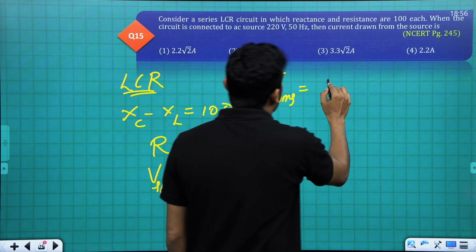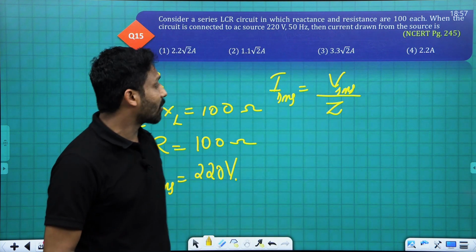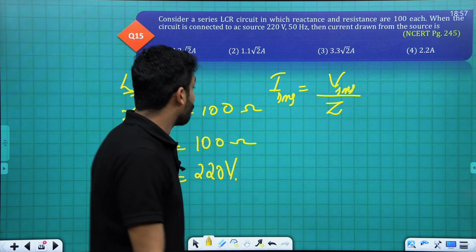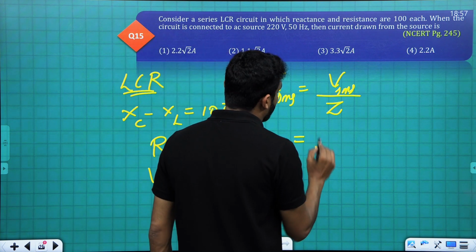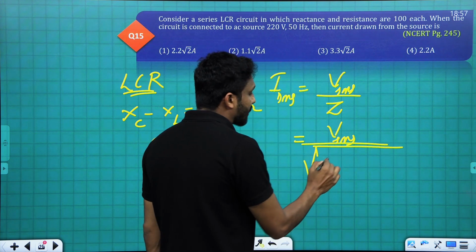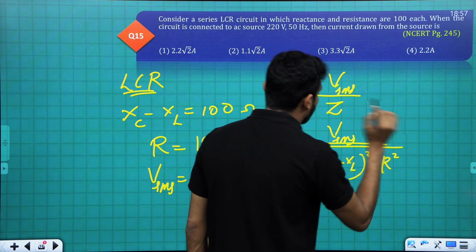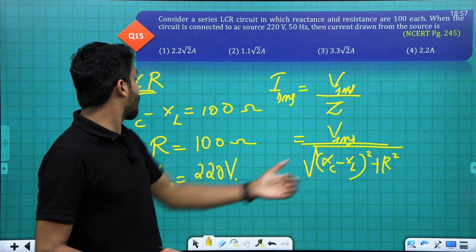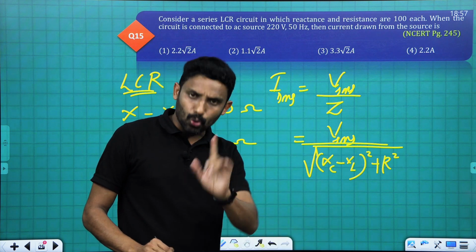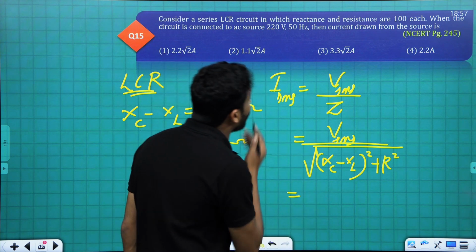What is IRMS? It is equal to VRMS divided by Z. Z is the impedance. Okay. And what is Z equal to? Z is equal to root of (XC minus XL) all square plus R square. That is impedance. Okay. XC minus XL is 100. So this is 100 square plus 100 square, which is 2 into 100 square. Its root is 100 into root 2. Isn't it? 100 into root 2.